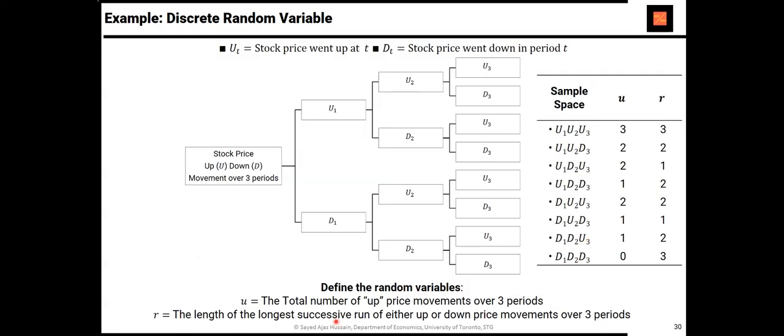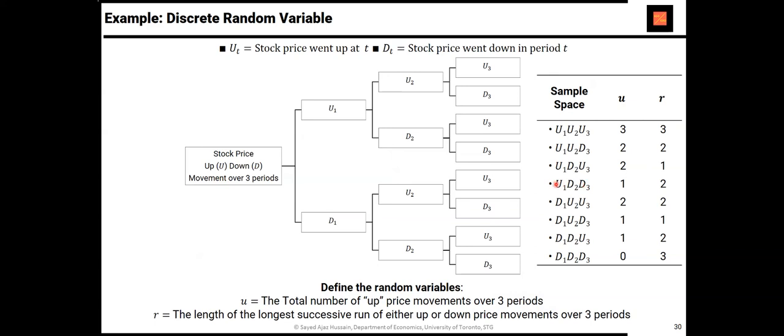Length of successive run of either up or down price movements. So what's the longest successive run of ups and downs? Well, you can see 3 ups in a row, that's 3. The longest successive run was 2 ups. The longest successive run was, you can see, up, down, up. So the longest successive run was in fact just 1.